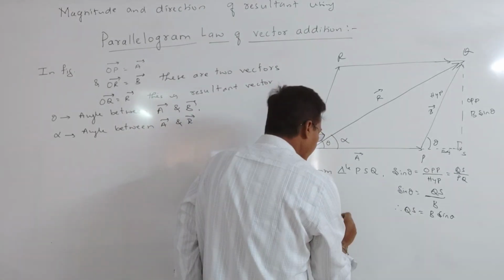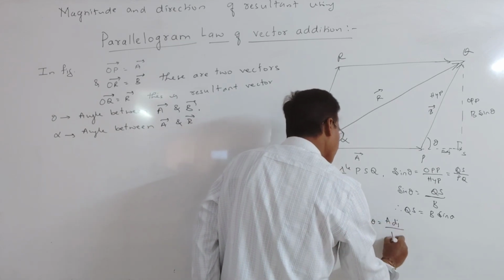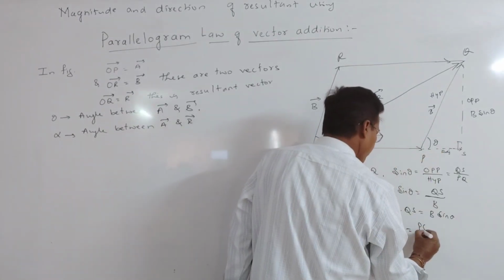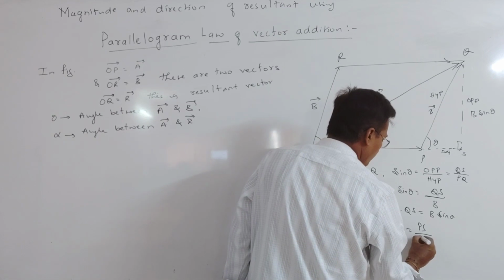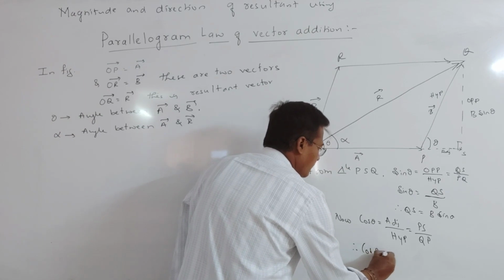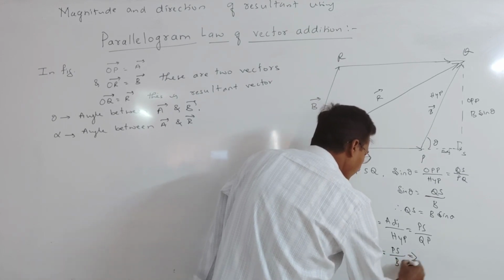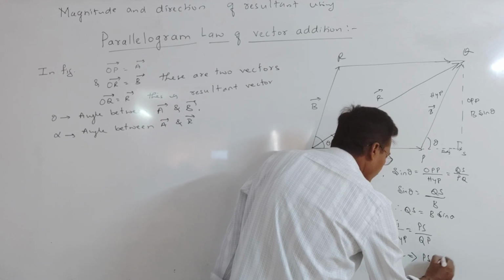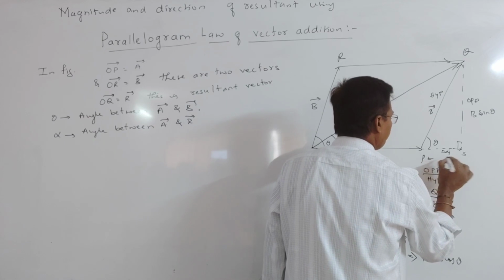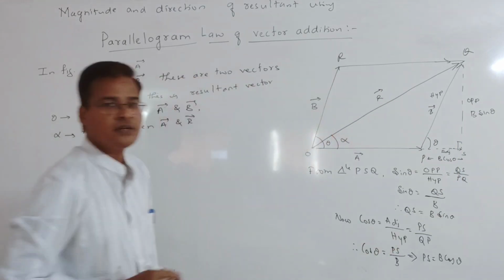So now we can take cos theta also. Cos theta equal to adjacent by hypotenuse. Adjacent is PS, PS divided by QP. So cos theta equal to PS by QP, and QP is B. So that is PS equal to B cos theta. So the PS value here is B cos theta.